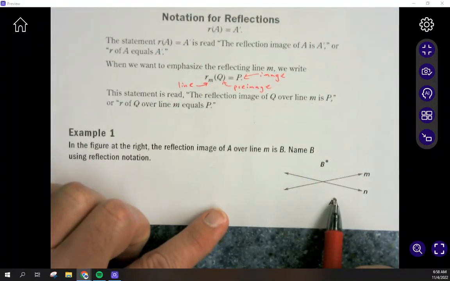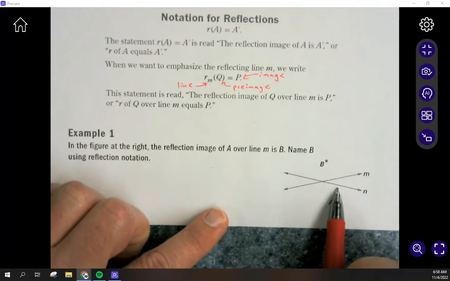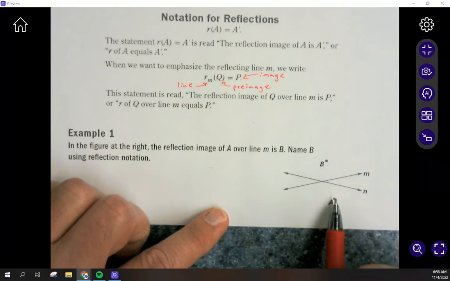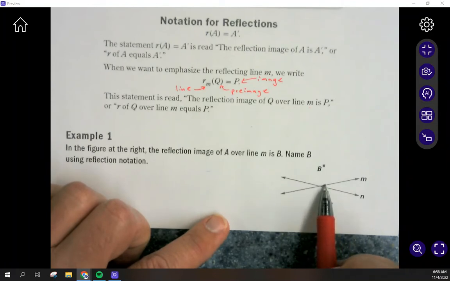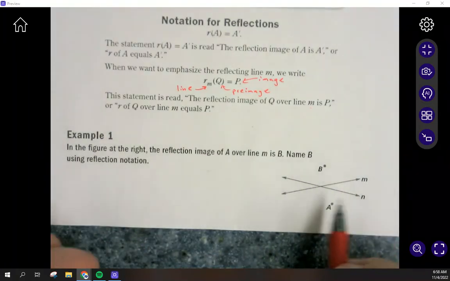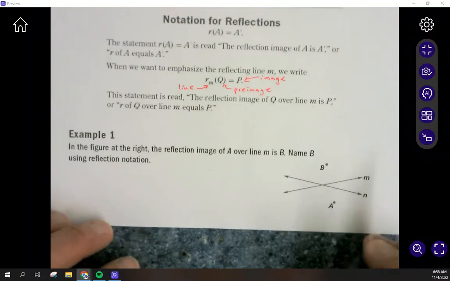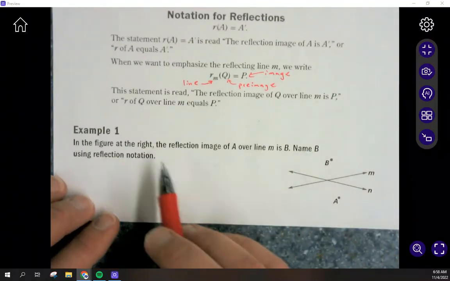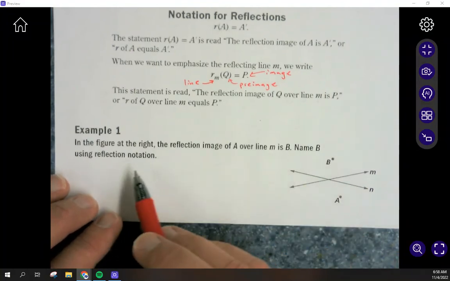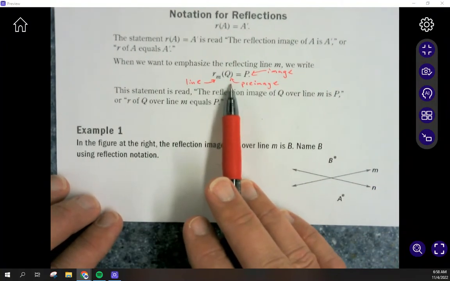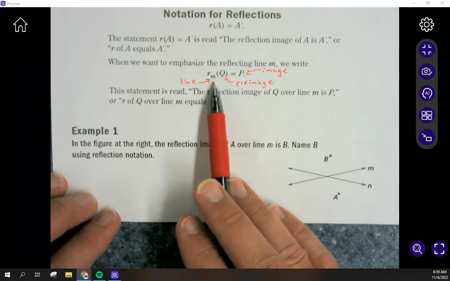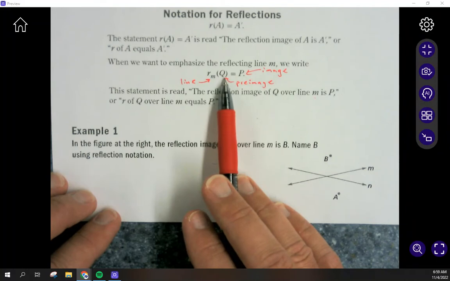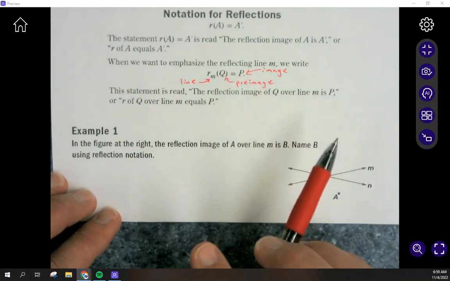If A was reflected over N, think about if I drew the line that hits N at 90 degrees, it would hit over here and B would be up here. But the line that connects A to line M at 90 degrees puts B over here. And so you can see this was reflected over line M. And so for this example, we want to name B using reflection notation. We want to represent this so that we know which line this was reflected over, what was the pre-image, and now what is the image that we're looking at here.